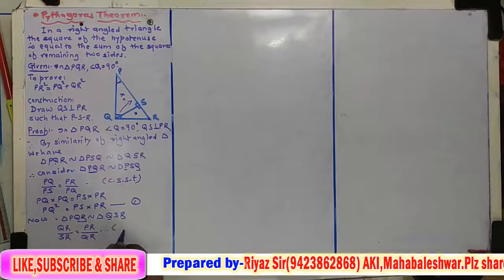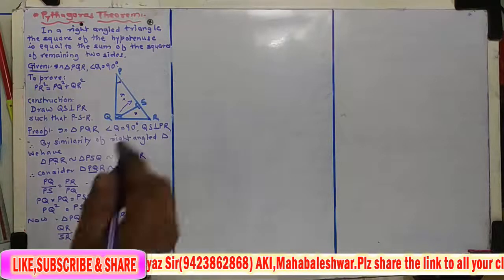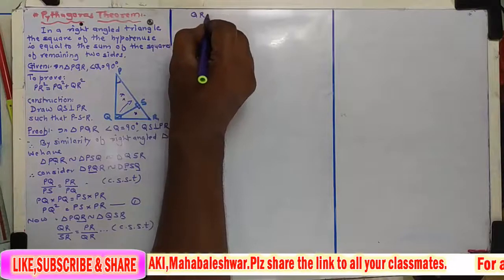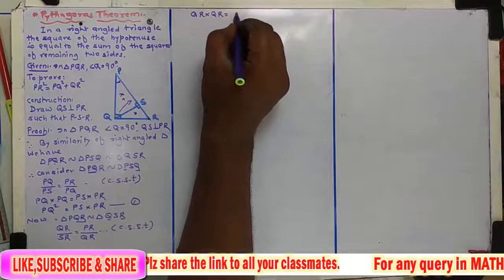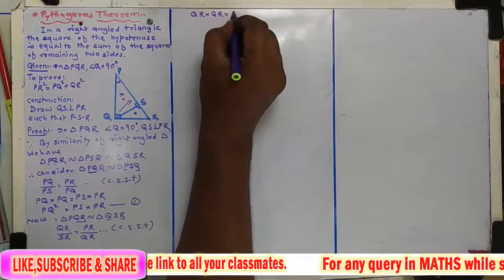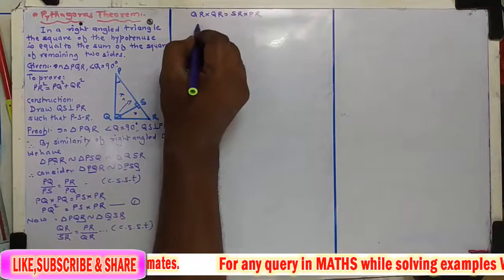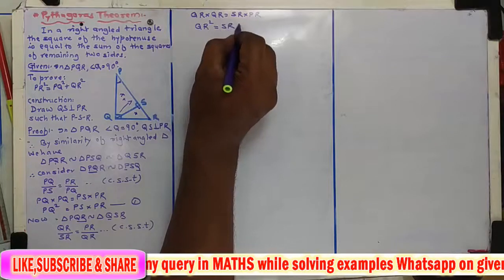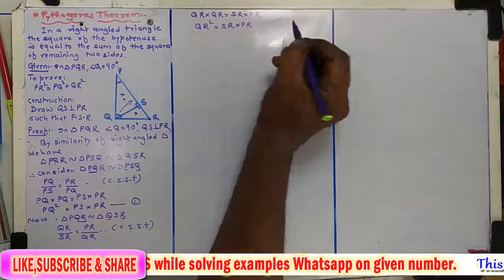Here we write the reason, corresponding sides of similar triangles. By taking cross multiplication you will get QR into QR is equal to SR into PR. So QR into QR, that is QR square, is equal to SR into PR. Say this is equation number 2.